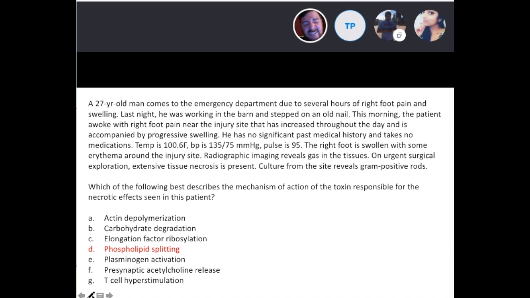The alpha toxin is also known as lecithinase, and lecithin is a phospholipid. So that's where your degradation comes from.